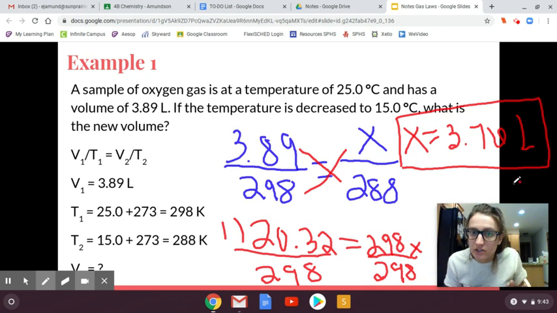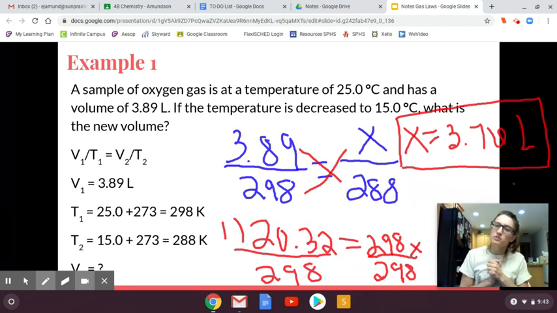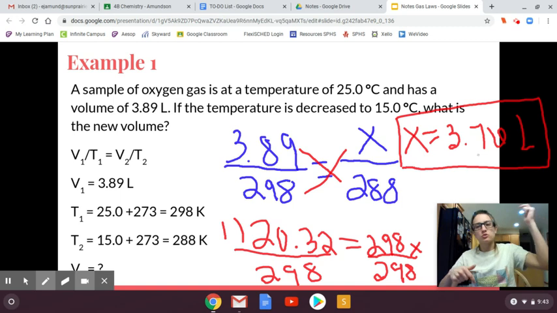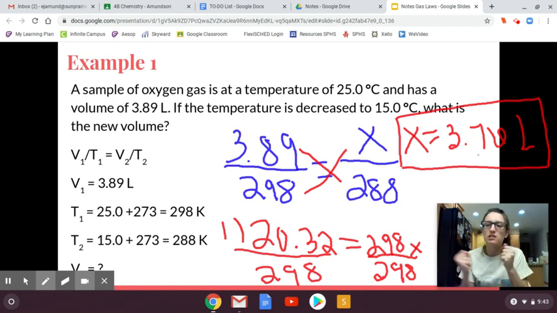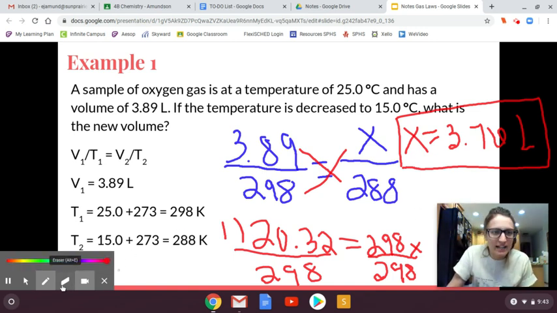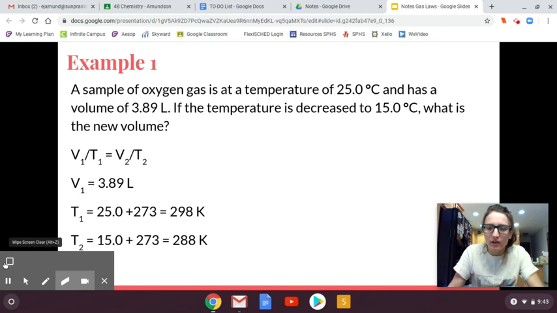Let's check. Does this make sense? Well, the initial temperature was 25, the final temperature was 15, so temperature is decreasing. So does it make sense that our volume is also decreasing from 3.89 to 3.76? Yes, it does, because if temperature goes down, volume goes down as well because the gas particles are losing kinetic energy, so they're not going to take up as much space anymore. So it makes sense. So that is Charles' law.